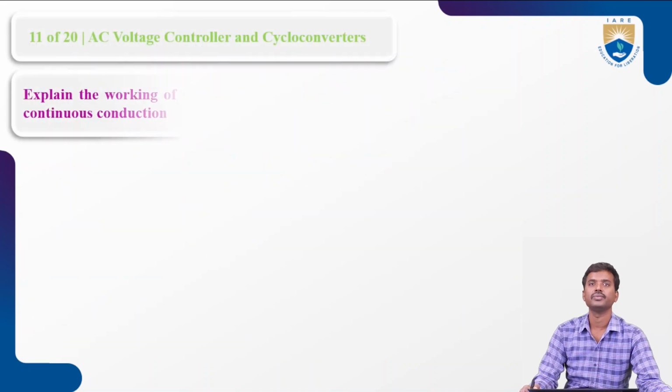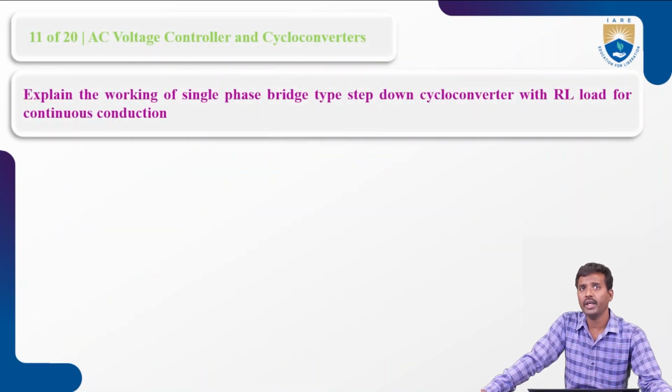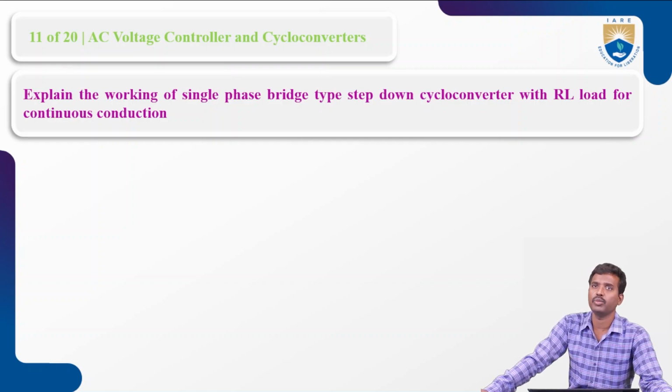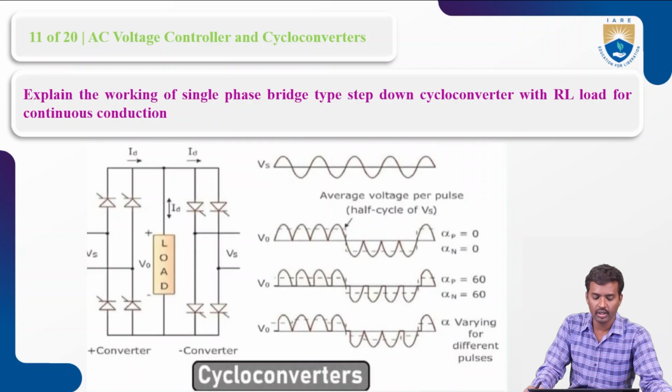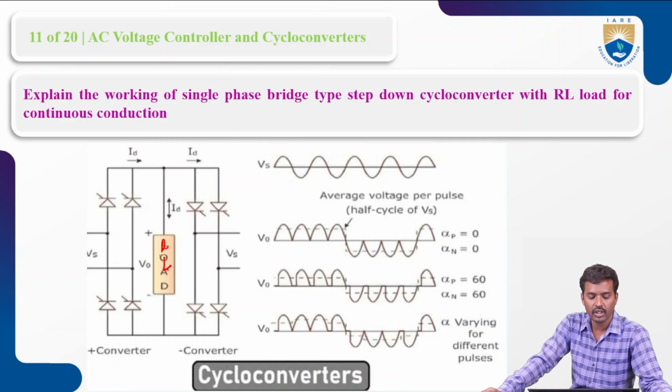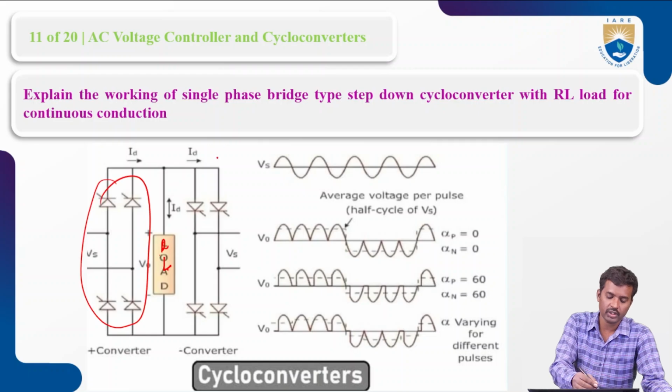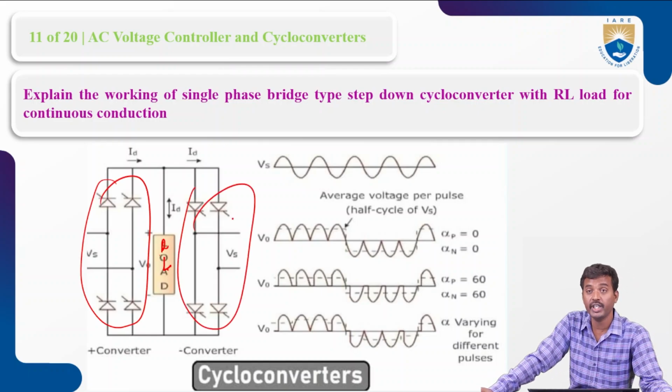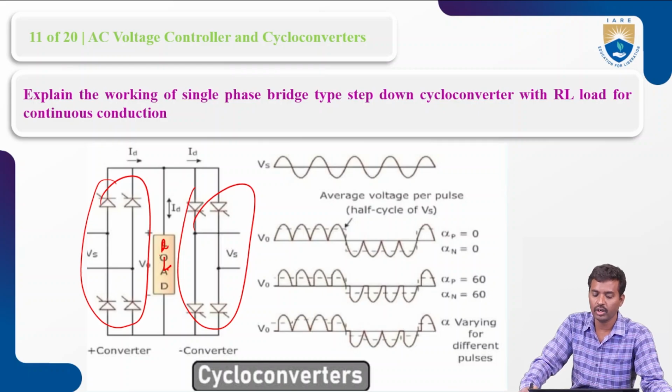Now, explain the working of single phase bridge type step down converter with RL load. So this is bridge type. That is RL load. Here I am using positive group converters and negative group converters. So bridge type, this is a full bridge type inverter, cycloconverter.